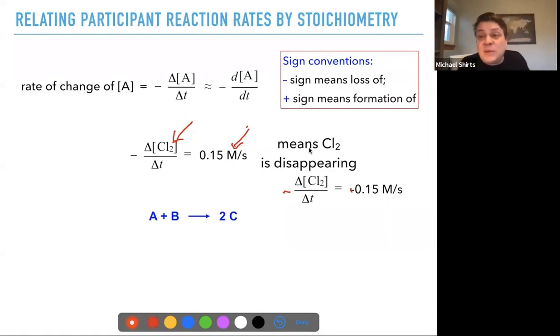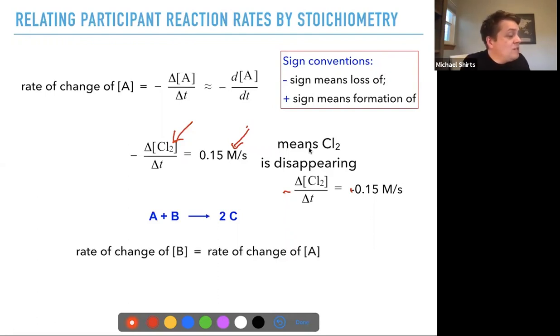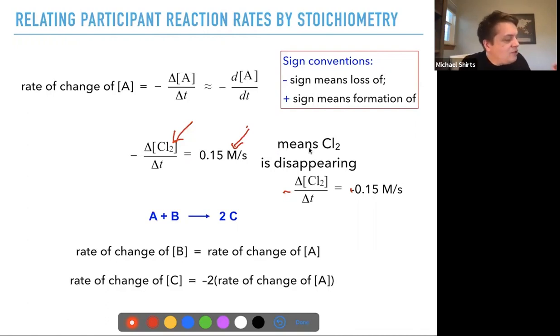Okay, so let's say we have A plus B going to 2C. So now we have a little bit more complicated stoichiometric relationship. The rate of change of B is going to be equal to the rate of change of A, right? If one A disappears, then one B has to disappear. They're related by the stoichiometry. C is a little more complicated. The rate of change of the concentration of C is equal to minus two times the rate of change of A, right? Because for every A that disappears, two C's appear. So the rate of C is double that of A.